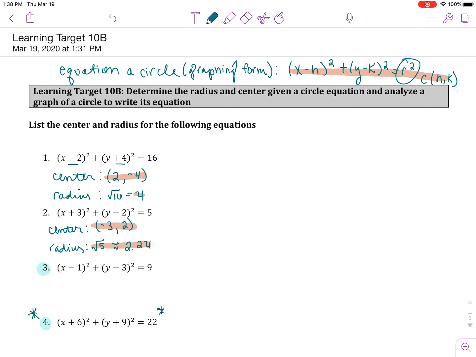Alright, hopefully this helped review Learning Target 10B. Make sure that you are very comfortable with the graphing form of a circle.